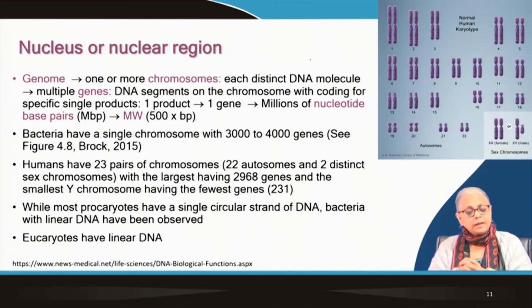I've already mentioned that bacteria have only one chromosome with about 3000 to 4000 genes. And we know that human beings have 23 pairs of chromosomes, with the largest one having 2968 genes, and the smallest one, the Y chromosome, has the fewest number of genes, and that is 231 genes.